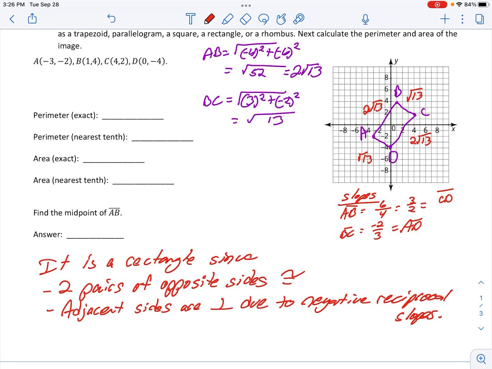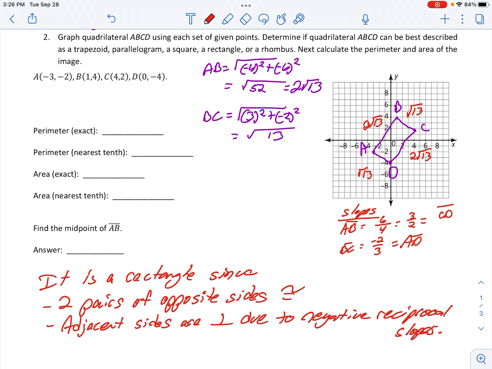Okay, again, go through and find me the perimeter. Now, on the perimeter, as I walk it around, those are all square root of 13s. So we can combine all those. 2 plus 2 is 4, plus 2 is 6. So 6 times the square root of 13. Punch it into your calculator. It says round to the nearest tenth. 21.6.